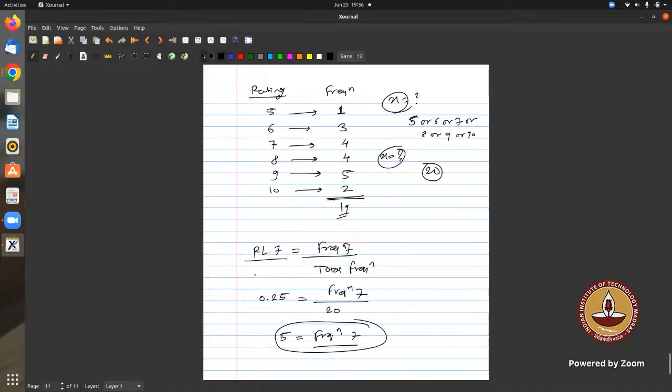19 plus x, but it shouldn't be like that, right? So x has to be included in the frequency, right? Correct. So the frequency of 7 is 5, and here it is 4. So that means I have to add 1 here. So x is 7. Yes, sir.